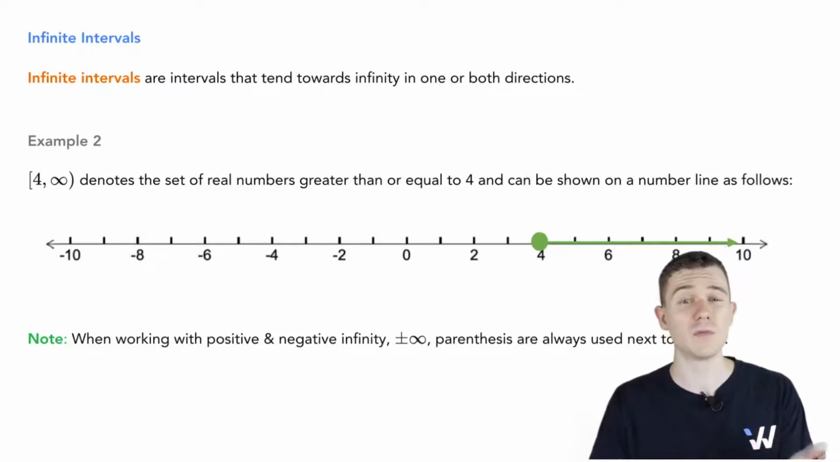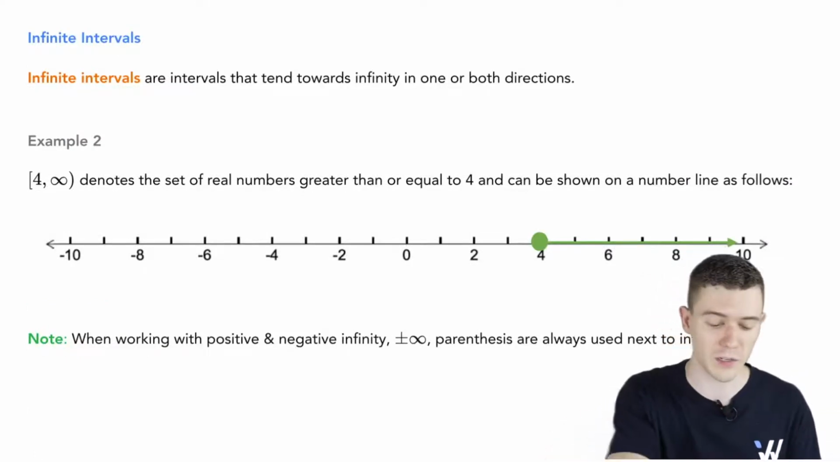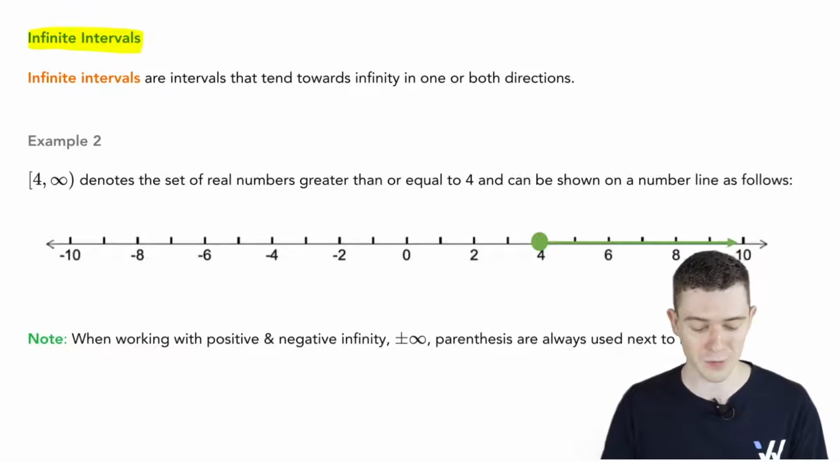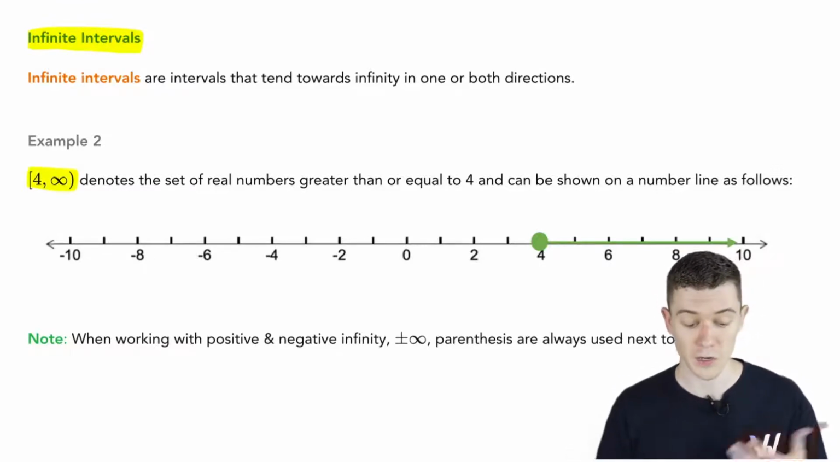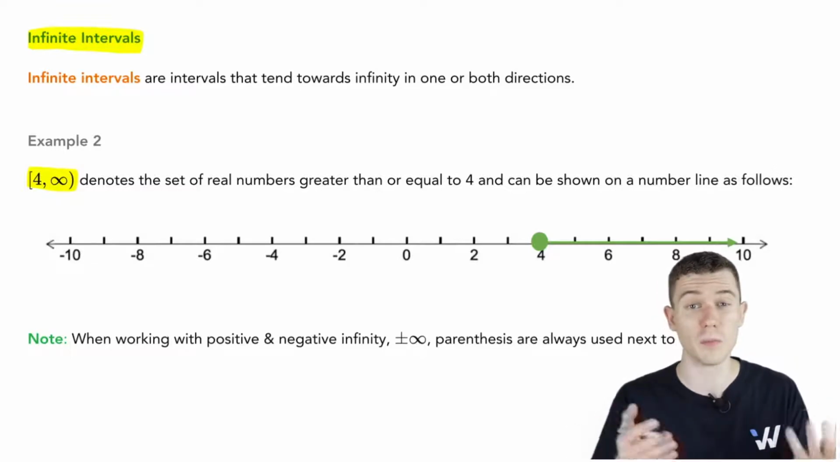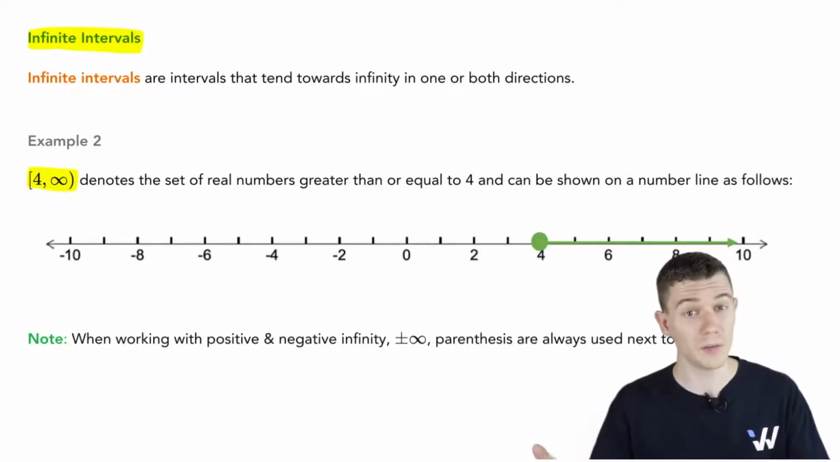We can even have intervals that go on forever. Such intervals are called infinite intervals, and they're written like this, something like 4 to infinity. So what this means is all the numbers from 4 up forever, including 4.